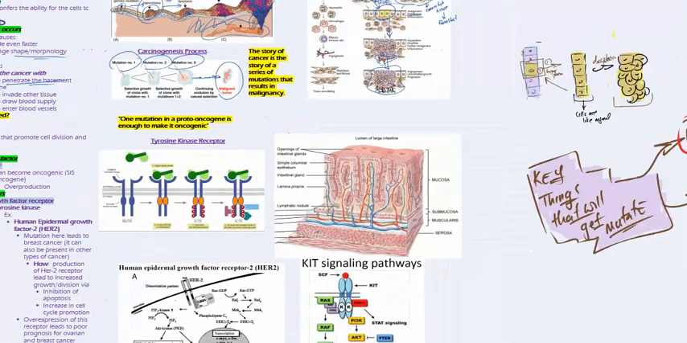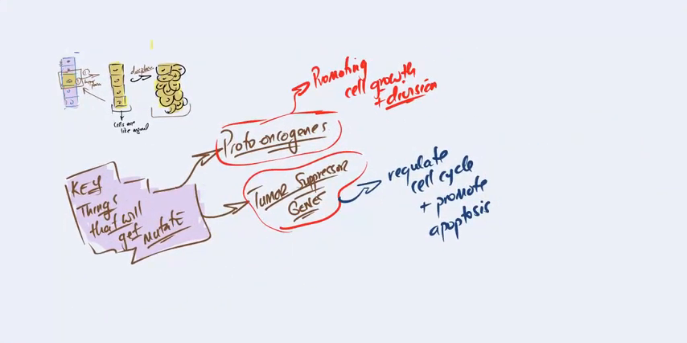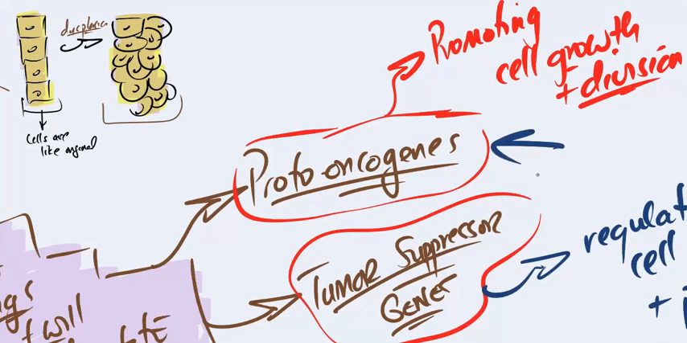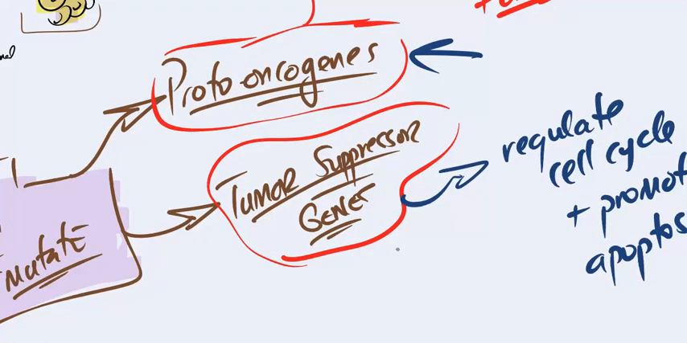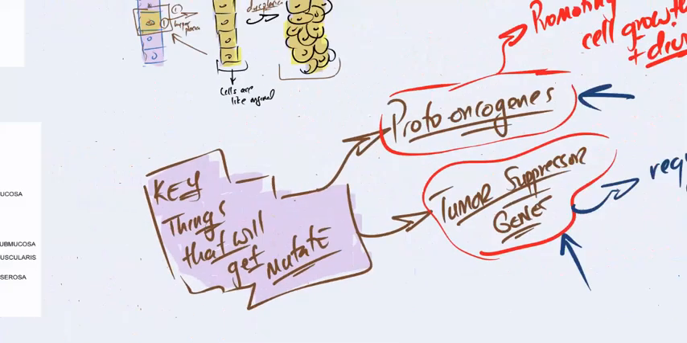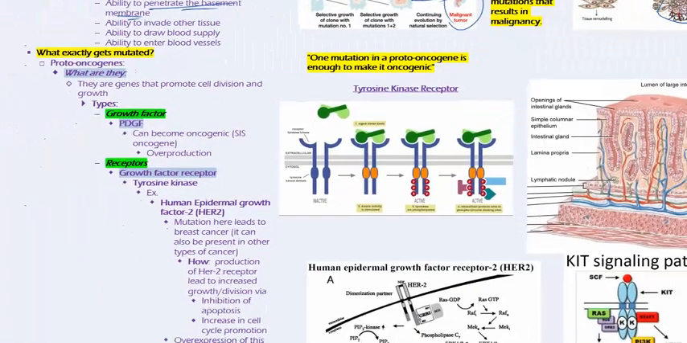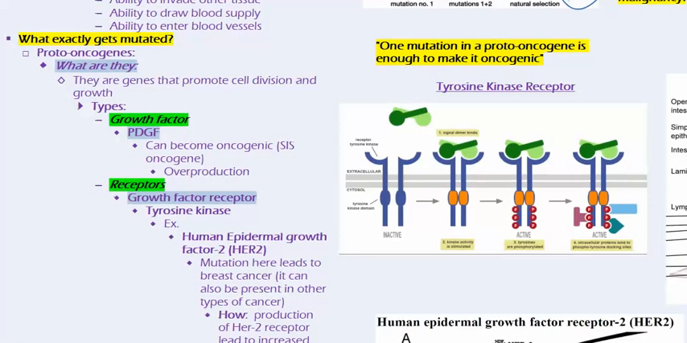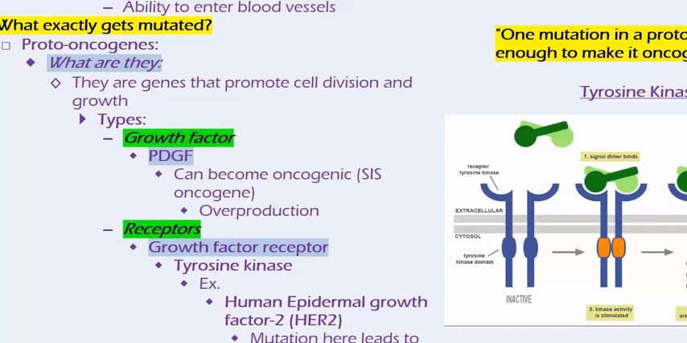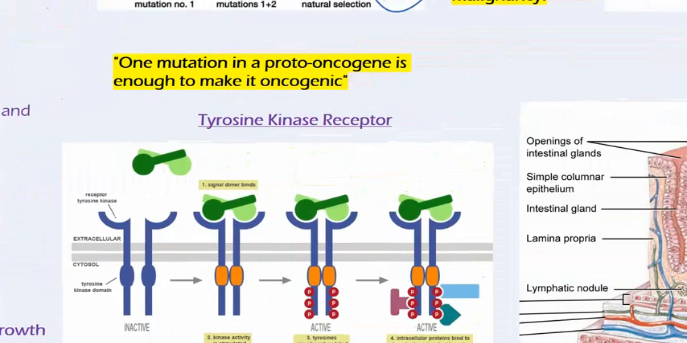Cool. So what we're going to do is dive into this, starting first with the proto-oncogenes, then we'll look at just a few of the tumor suppressor genes. Again, just repeating what was already said: proto-oncogenes are genes that promote cell division and growth. Now let me give you guys a quick idea really fast here.